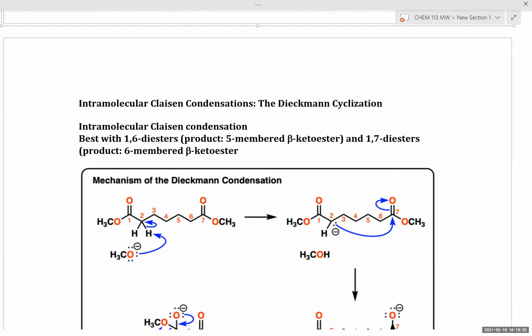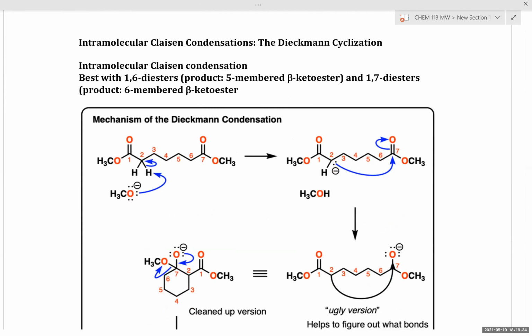Okay, so just like we covered intramolecular Aldol reactions, there are intramolecular Claisen condensations. So intramolecular Claisen condensations work best with 1,6 and 1,7 diesters because we make 5 and 6 membered rings. As a general rule, 5 membered rings are great. 5 membered rings are a little bit better than 6, and everything else is pretty hard to make. 3 and 4 membered rings are not favored under equilibrating conditions in most cases.